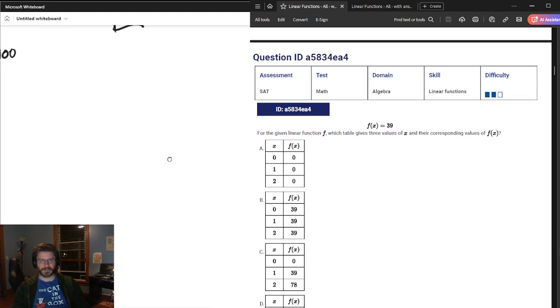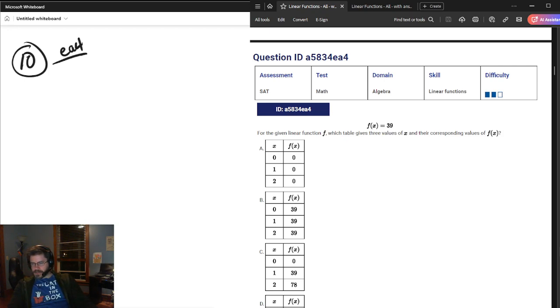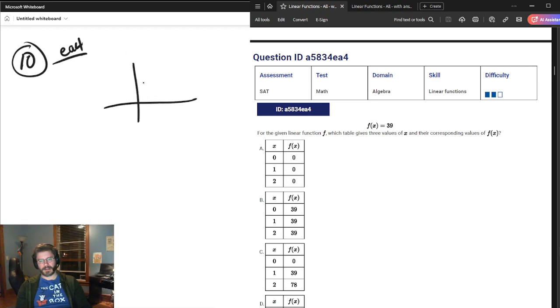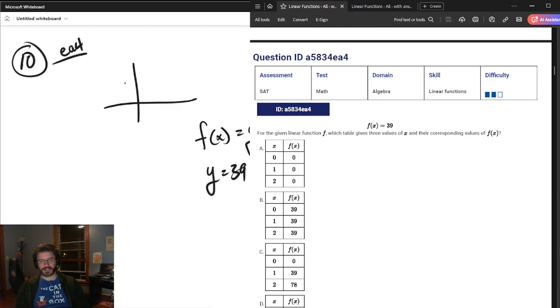Something a little different this time. So we've got question 10, which for our purposes has ending EA4. Going to help us grade that way. F of x equals 39. Okay, there's no x in that expression, so we should understand that to be what kind of line? Well, another way to say f of x is to say that that's the y value, and if y equals 39 with no x coordinate, that means that this is a horizontal line.